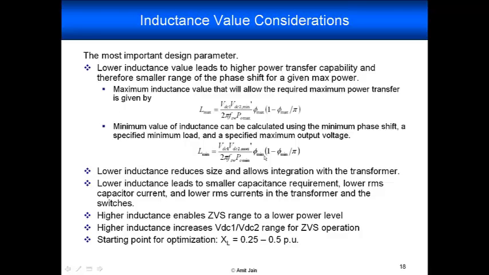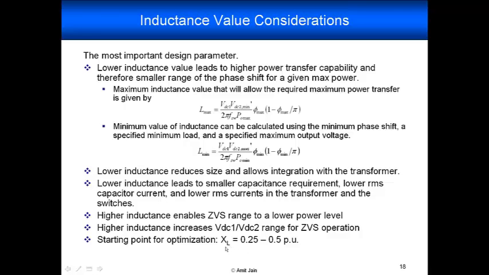Lower inductance typically will reduce the size of the inductor, and therefore it will be easy to integrate it with a transformer. Lower inductance will also typically lead to a smaller capacitance requirement and lower RMS current in the capacitor and lower RMS current in the transformer and the switches. Higher inductance will enable a wider ZVS range, so we'll be able to achieve ZVS down to a lower power level, and this is particularly important if you're operating away from the nominal input voltage or nominal output voltage.